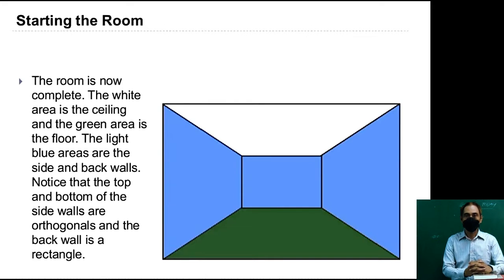Okay, so the room is now complete. The white area is the ceiling and the green area is the floor. The light blue areas are the side and the back walls. Notice that the top and the bottom of the side walls are orthogonals and the back wall is a rectangle.